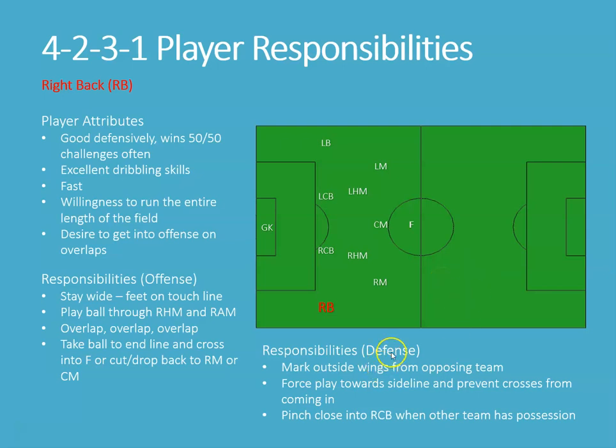Defensively, same thing as we mentioned with the left back. We're going to mark those outside wings from the opposing team, force the play towards the sideline and prevent crosses from coming in, and then pinch in close to the right center back too, so that as the other team has possession we can close that gap in our zone defense.